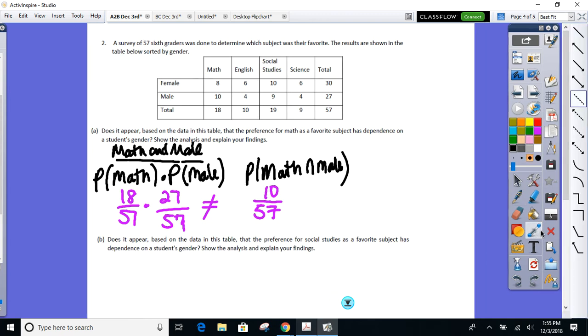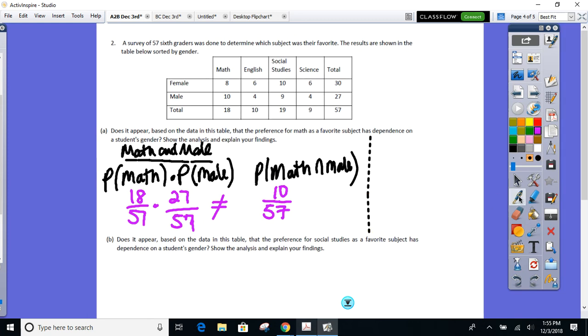What about now? Go ahead, test female now. So female in math. All right, here you go. Ready? Probability female. How many females? 30 out of 57. Math we already did on the other side. That was 18 out of 57. And now how many are math and female? 8 out of 57. All right. Are those sides the same?